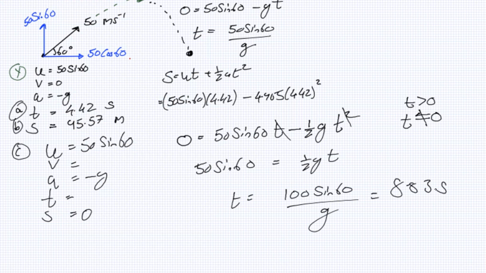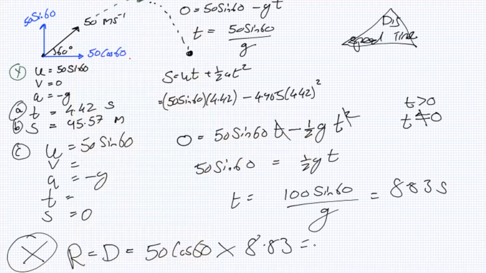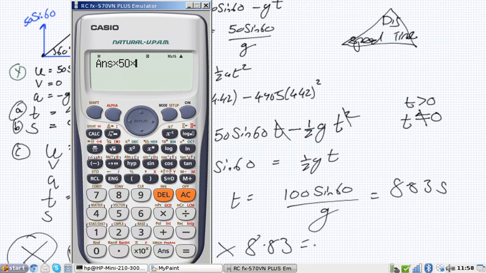Okay, what is the range? So that now means we have to look horizontally. So in the horizontal direction, it's just distance, speed, time triangle. That is all we need because there's no acceleration horizontally. So the range is the distance traveled horizontally, which will be the horizontal speed multiplied by the time. So multiplying our previous answer by 50 cos 60, and we get 221 meters, we'll say.